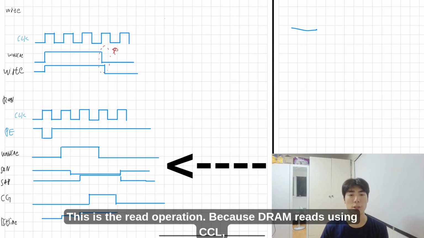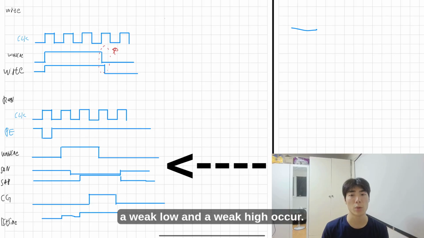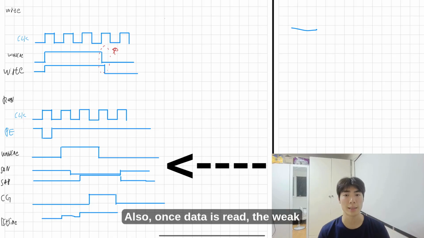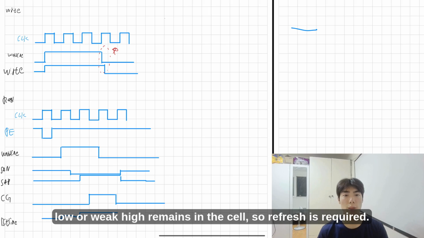This is the read operation. Because DRAM reads using CCL, a weak low and weak high occur. We must detect this and convert it into low and high signals. Also, once data is read, the weak low or weak high remains in the cell, so a refresh is required.